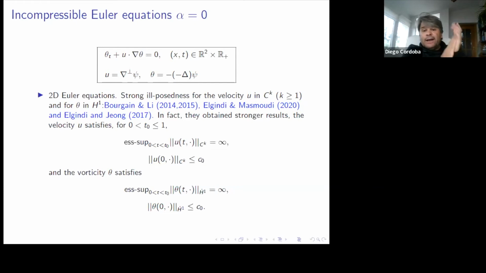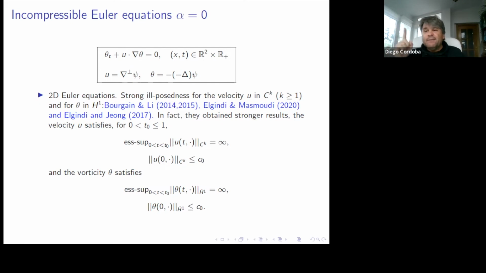Okay, so now I'm going to give you an idea of why this works and what the strategy of the proof is. This goes back to the work of Bourgain and Li in 2014 and 2015, where they prove that for the Euler equations in 2D and 3D, let's stick with 2D, if the velocity is in C^k, then you have strong ill-posedness.